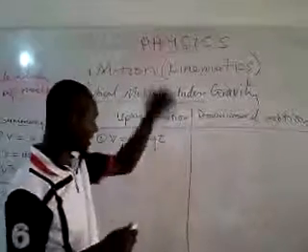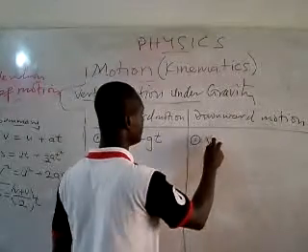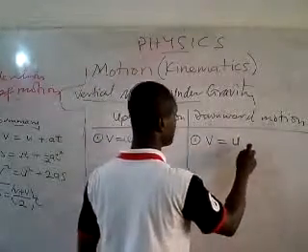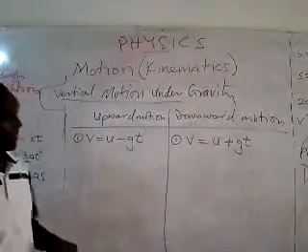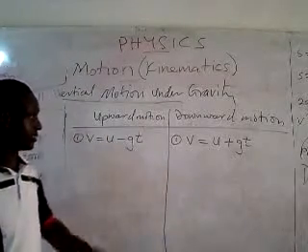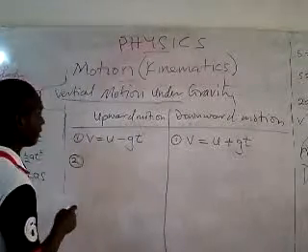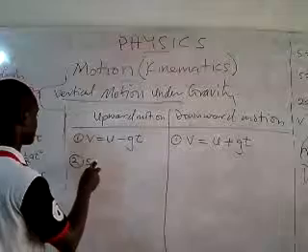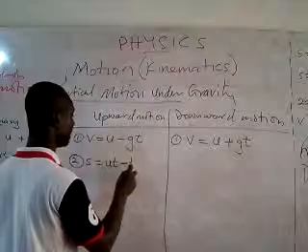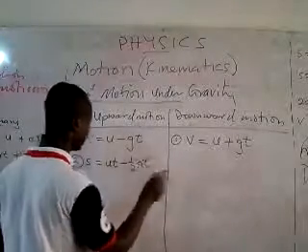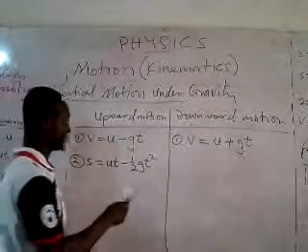So when it is coming down, the same equation 1 for downward motion will be V equals U plus GT. This means when it is coming down, the acceleration will keep on increasing. That is positive acceleration. The equation 2 for upward motion also will be S equals UT minus half GT squared, for acceleration for upward, which is negative.